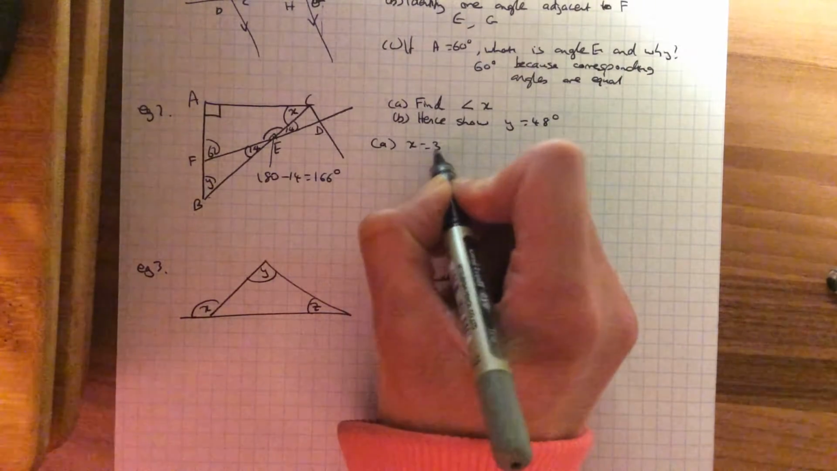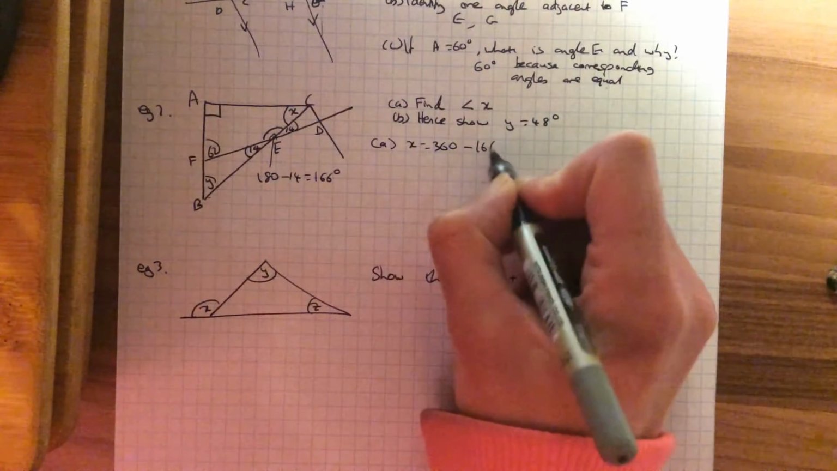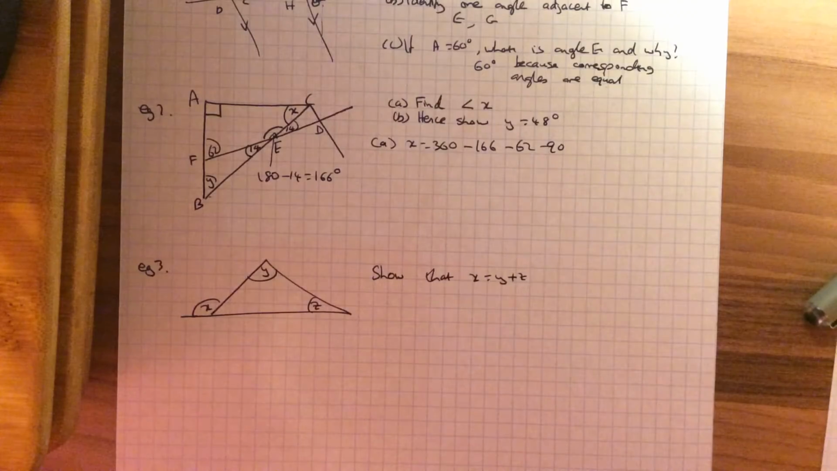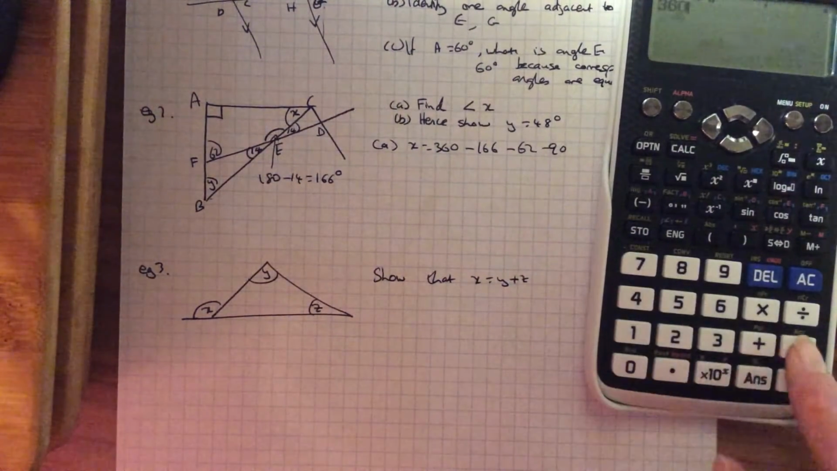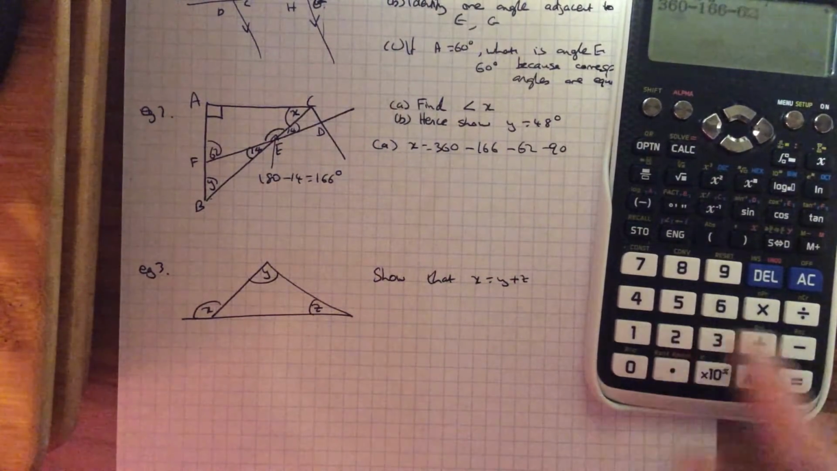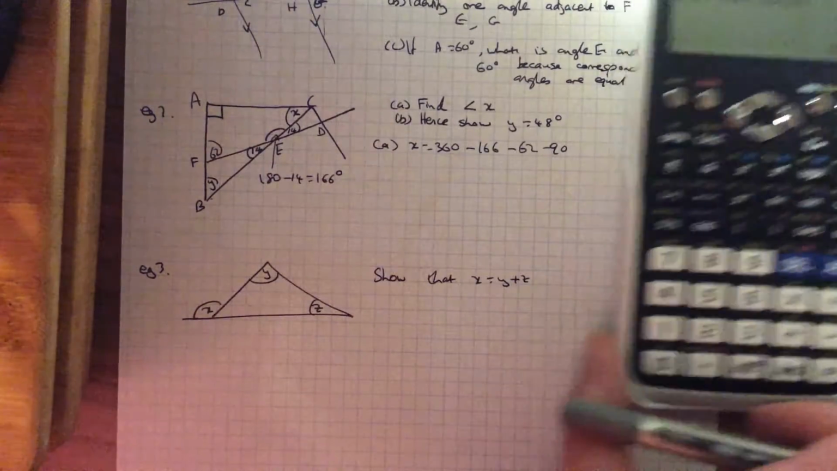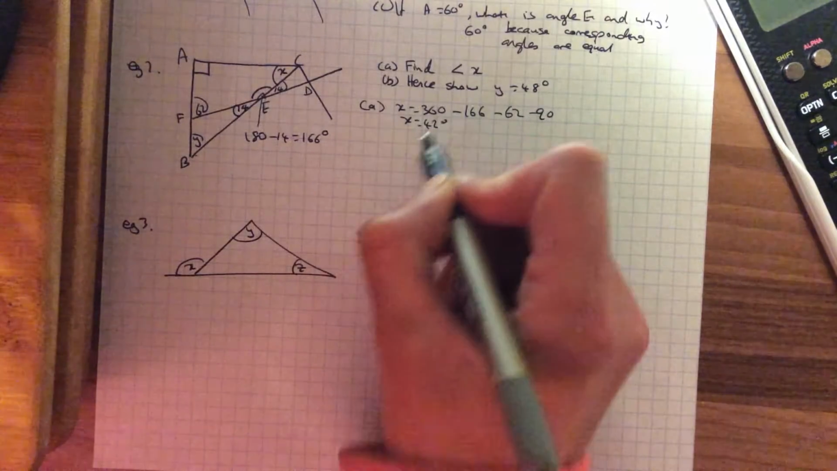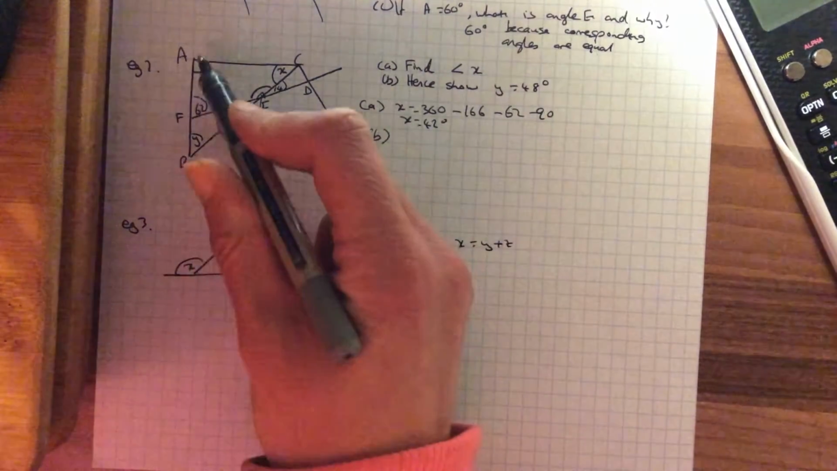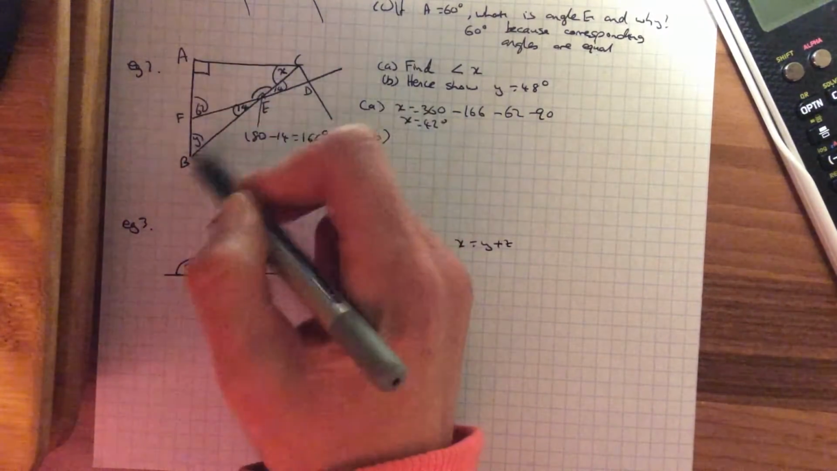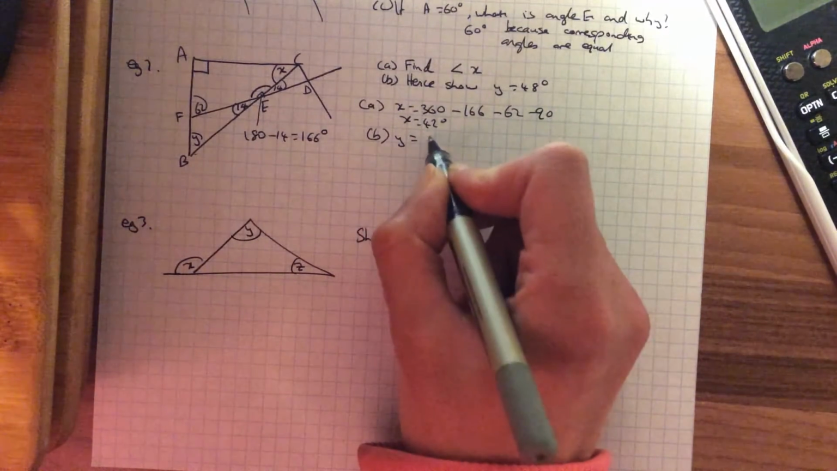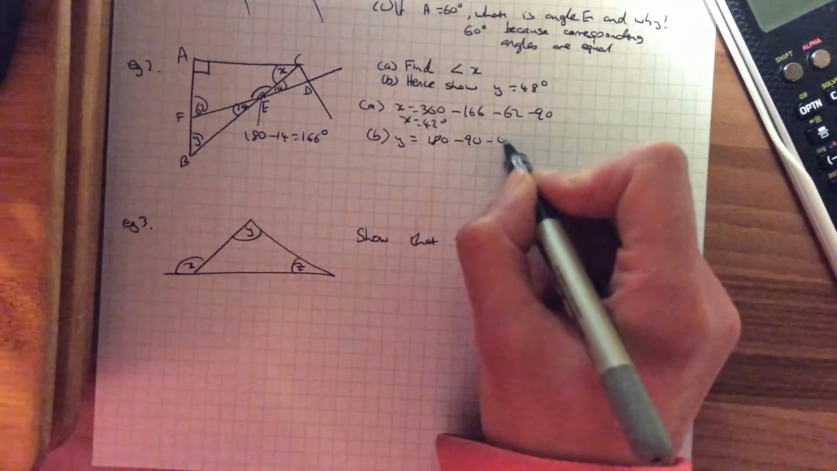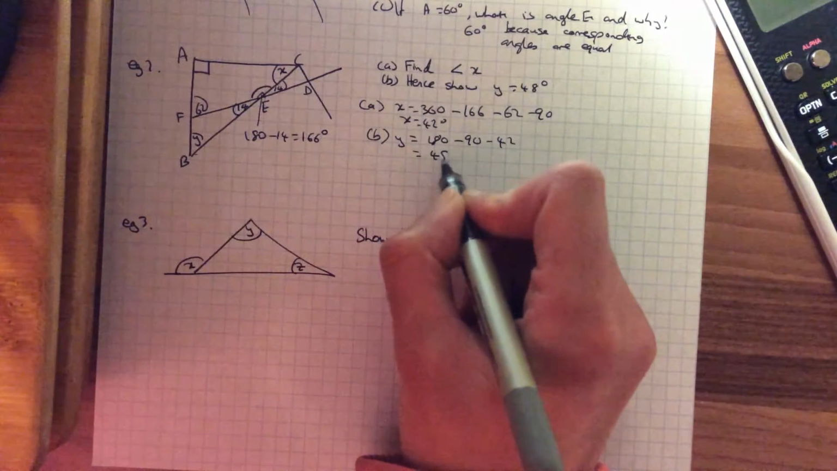So angle X is 360 minus that 166 we found, minus the 62, minus the 90 degrees. So just put them all together into the calculator. 360 minus 166 minus 62 minus 90 gives an angle of 42 degrees. So X is 42 degrees. Now, angle B. You can see the big triangle there, ABC. So the angle for part B is angle Y. So it's 180 minus your 90 minus that angle X, which is 42, which gives you an angle of 48 degrees.